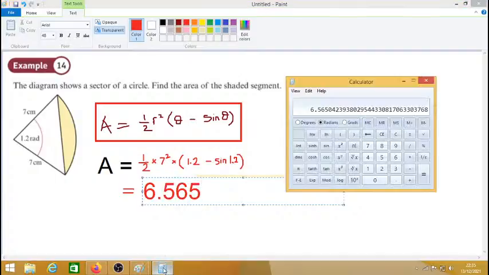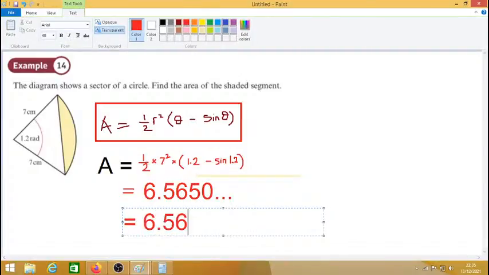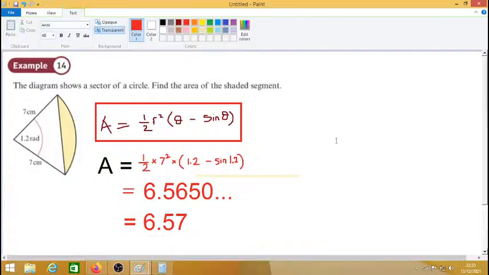Normally, you want to write the whole number with a couple of dots to show the number carries on. And then generally, the rounding in the exam is to 3 significant figures, so 6.57.